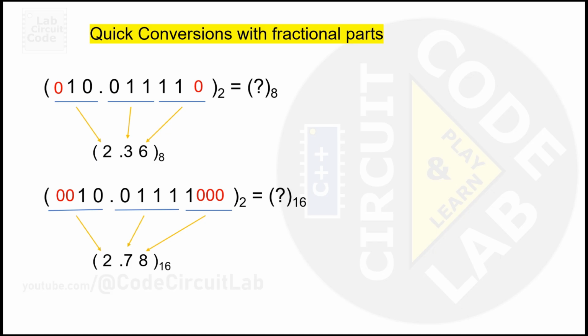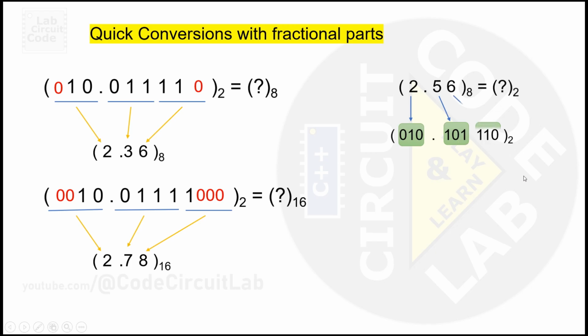Now let's do it in the opposite direction. Let's convert 2.56 in octal into binary. Our number in binary would be 010.101.110. But how do we get it? 2 is 010, 5 is 101, and 6 is 110.